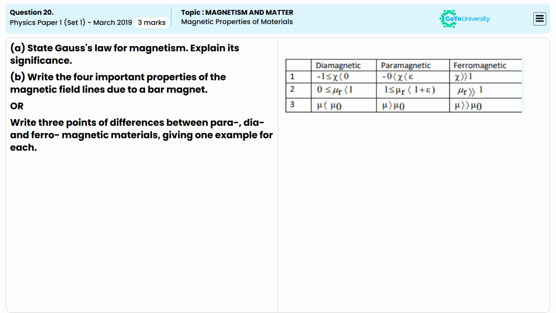And in diamagnetic, the mu value is less than mu naught. And the paramagnetic, it is greater than mu naught. And the ferromagnetic, it is greater than mu naught.